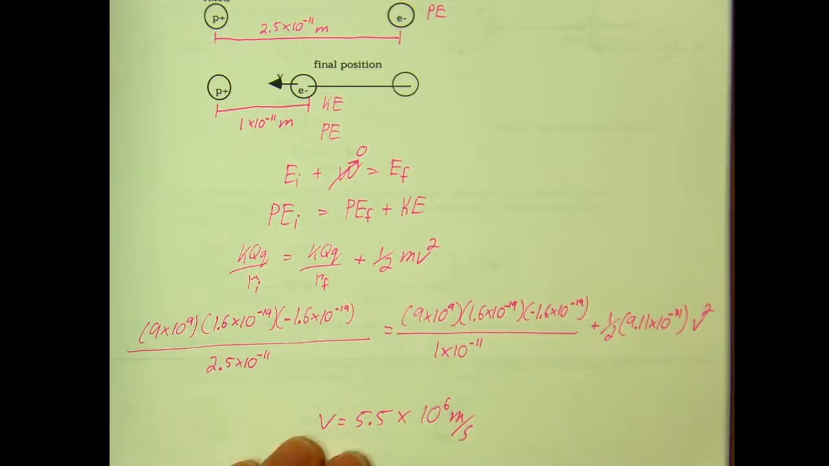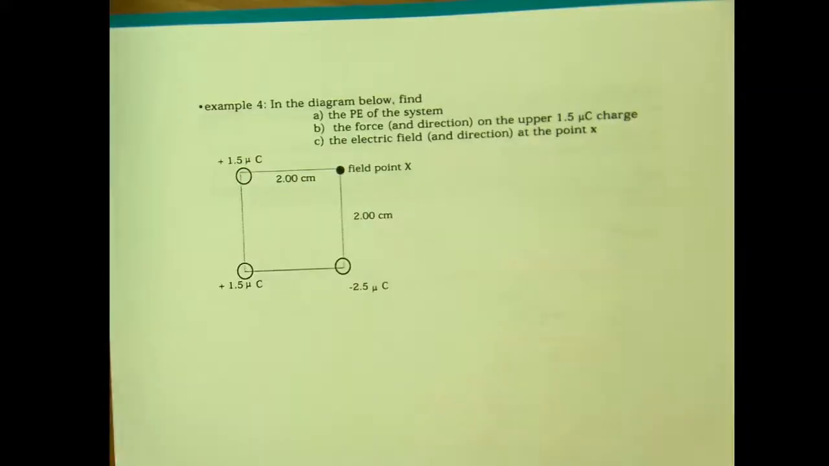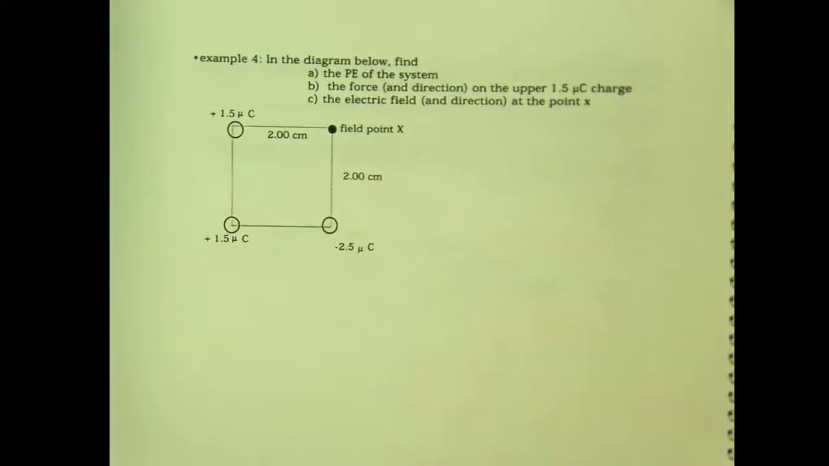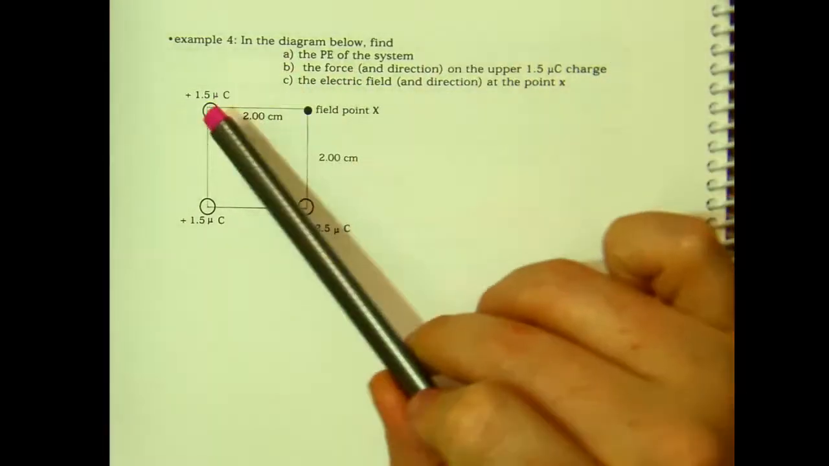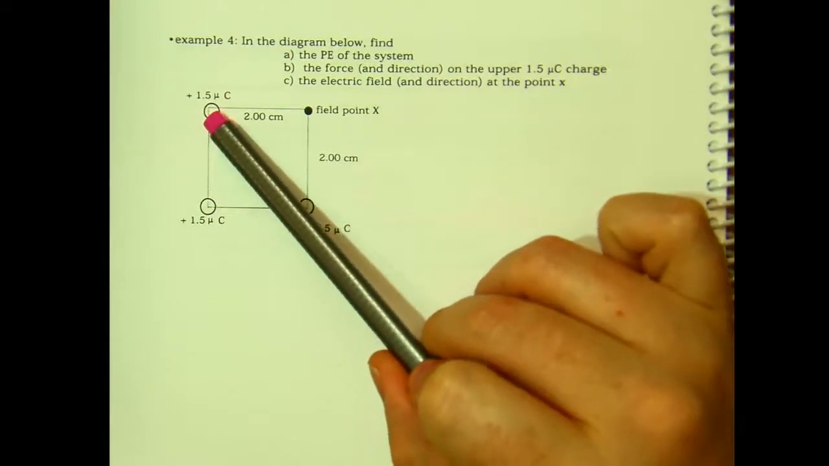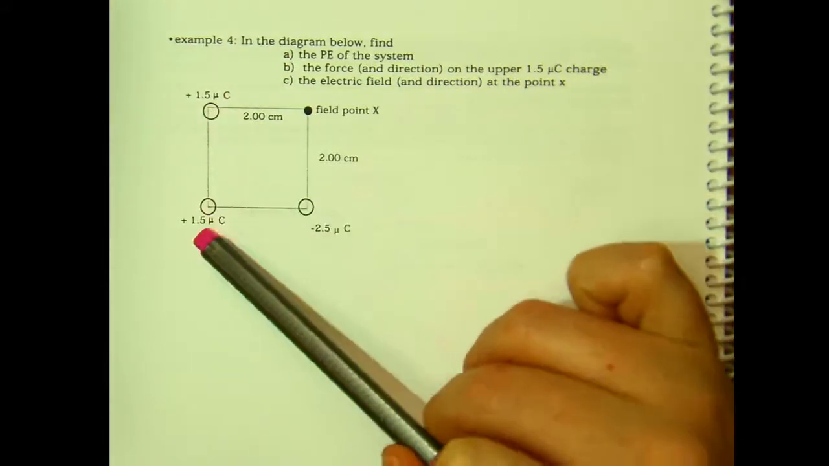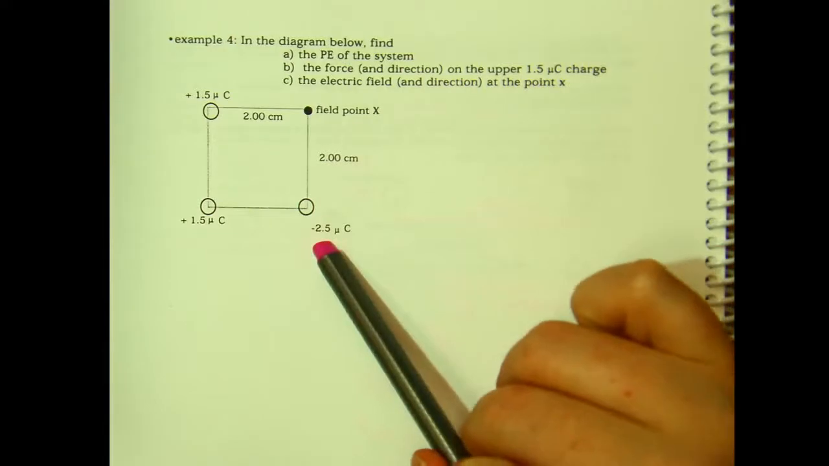Now, one last fantastic example, and we'll call it good. So, here we go. Here's the setup. In the diagram below, we've got a positive 1.5 microcoulomb charge, a positive 1.5 microcoulomb charge here, a negative 2.5 microcoulomb charge, and we want to find a whole bunch of stuff.